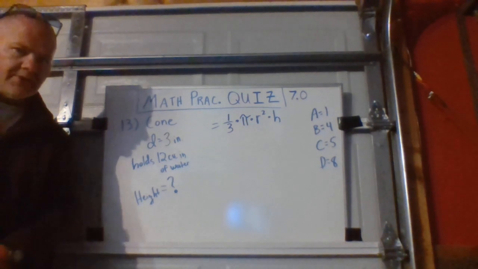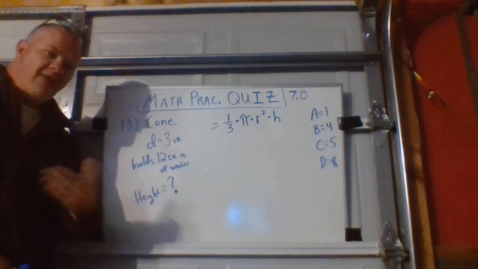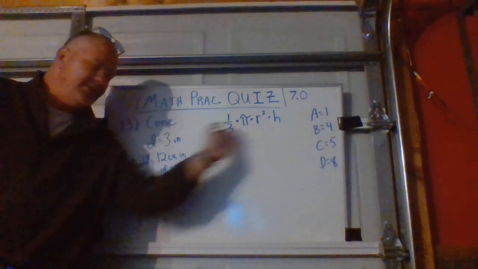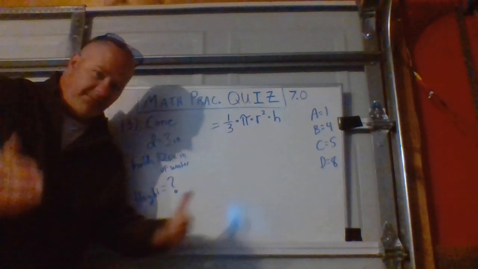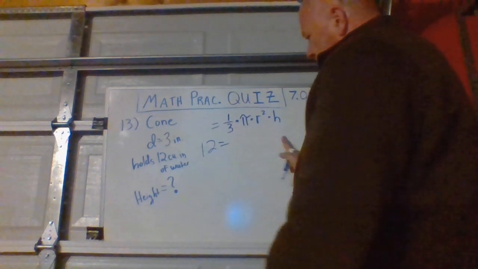Okay, moving forward. We're being told that it holds 12 cubic inches of water. So they're telling us the volume. They've already done the arithmetic here, and they're telling us the total amount of volume that fits in the shape is 12. So our next step is 12 equals, and we're going to work out the rest of the arithmetic here.